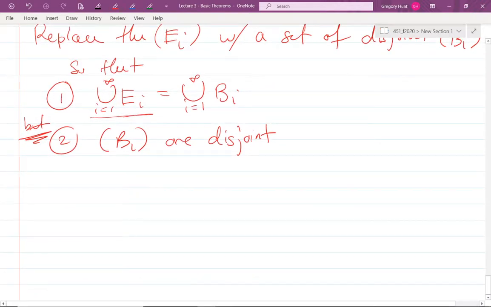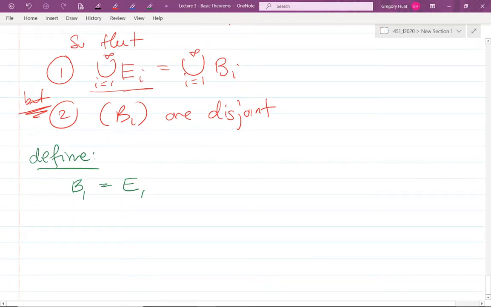How are we going to do this? Well, here's the clever little trick. First of all, we're going to define B sub 1 to be E sub 1. Well, that was an easy first step. Great. B sub 2 is going to be E sub 2, but we're going to subtract out E sub 1. B sub 2 is like E sub 2, but we've removed the E sub 1 part of it. B sub 3 is like E sub 3, but we're going to remove E2, and then we're going to remove E1.